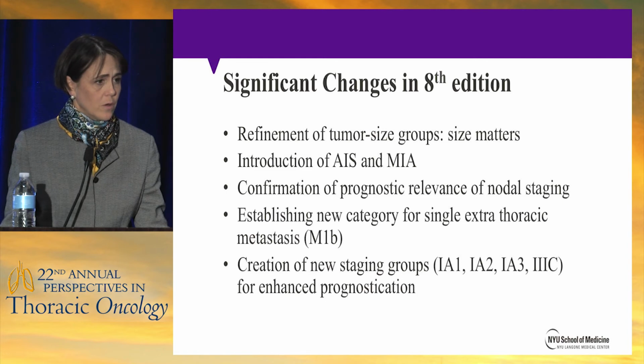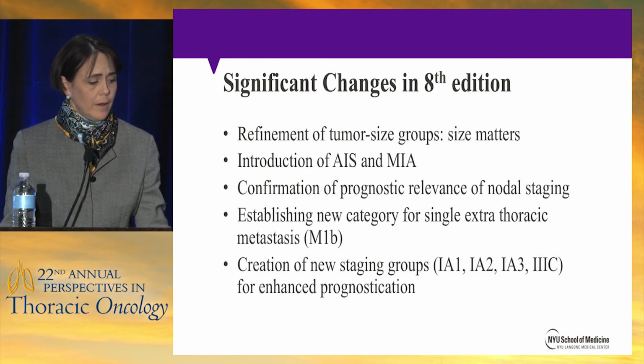We left the nodes alone. They prognosticate very well, and there are no changes that are coming in the next 6 months. We've established a new metastatic category, M1B, for oligometastatic disease. And then we have the creation of some new subsets, 1A1, 1A2, 1A3, and finally 3C. I think that's it.